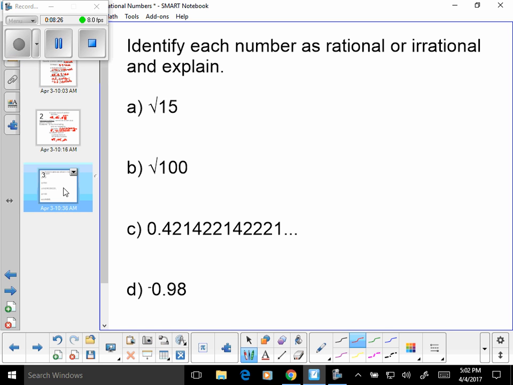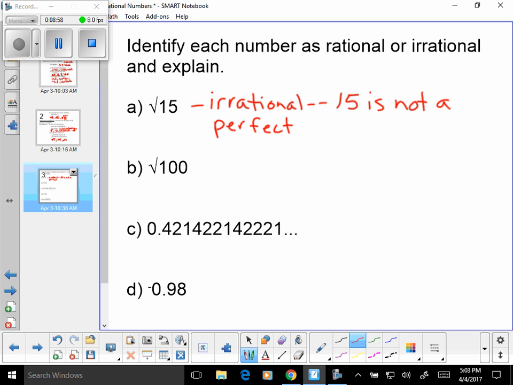Square root of 15. Well, check your perfect square list. Is it on there? Nope, it's not. Therefore, we are taking the square root of a number that is not a perfect square. So the number itself, the square root of 15, it has to be irrational. Our reasoning, our explanation, is that 15 is not a perfect square.